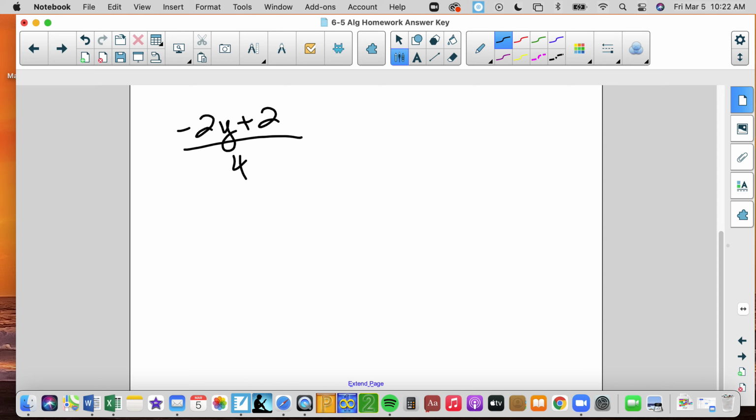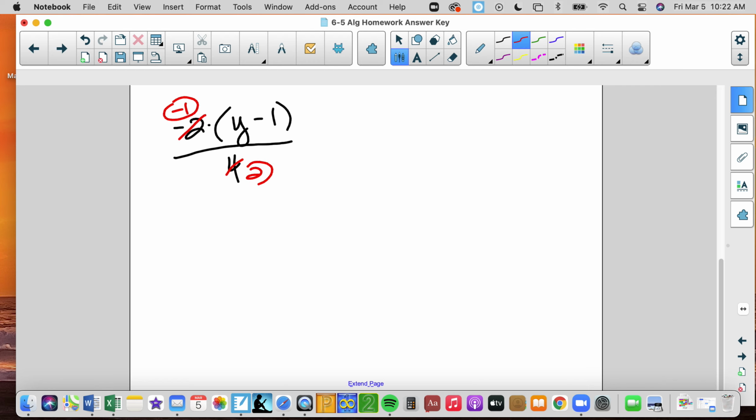So two things that we need to be aware of. First, the first term is negative. Second, there's a common factor amongst those numerators. So we can factor out a negative 2 and get y minus 1 over 4. And now we notice that we have a common factor of negative 2 and 4. We can cancel because that is multiplying that binomial. So if we cancel, 2 goes into that, and 2 goes into that, we can get the opposite of y minus 1 over 2. That is an acceptable answer.